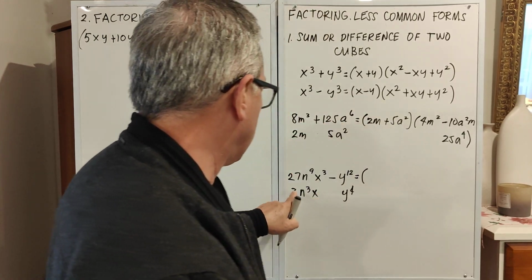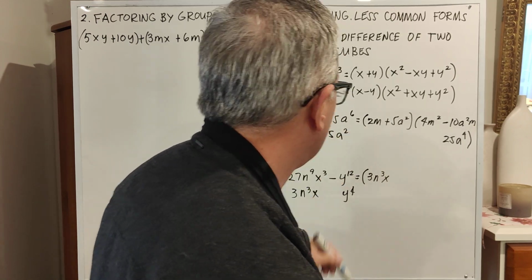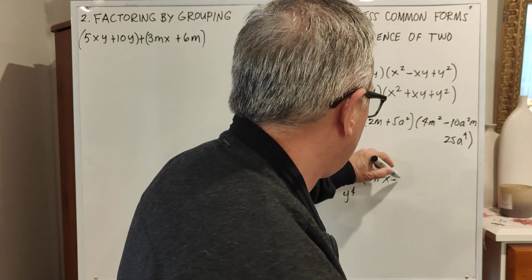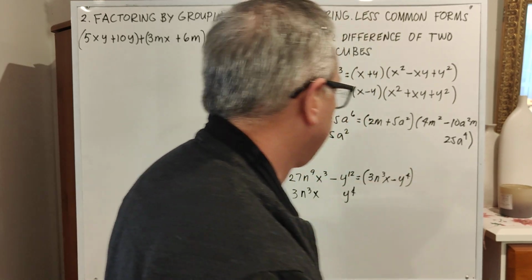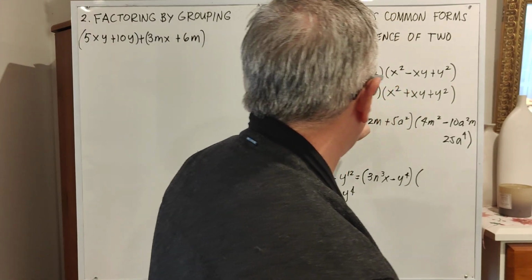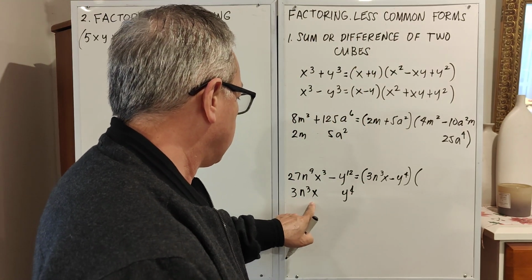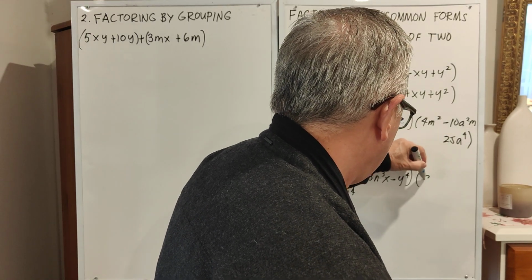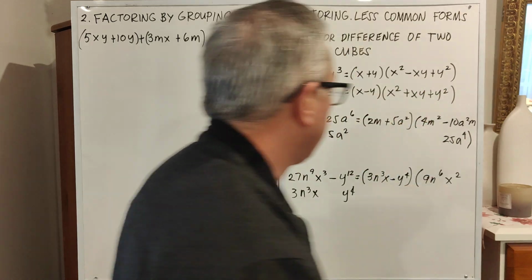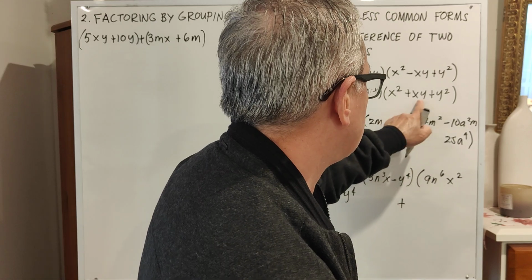The cube root of the first one is 3n cubed x, minus this one, y to the fourth. And then we square the first one, so this becomes 9n to the 6 x squared. Then plus x times y.